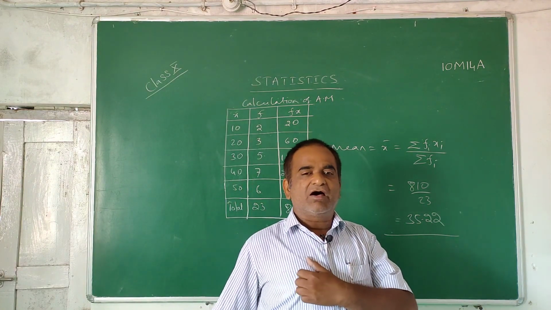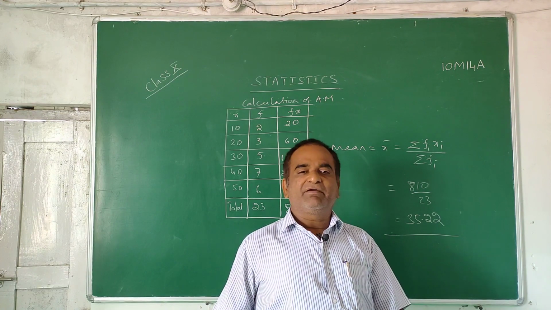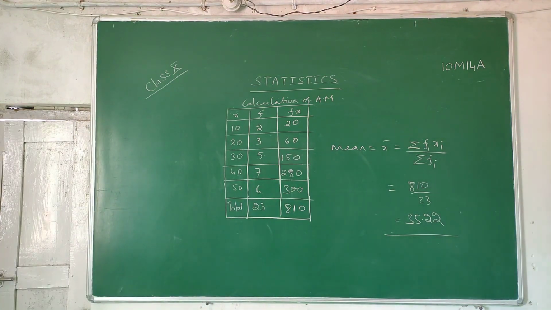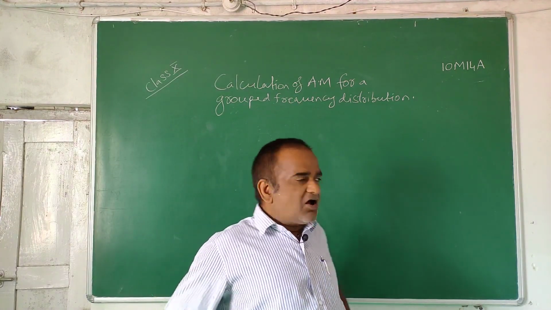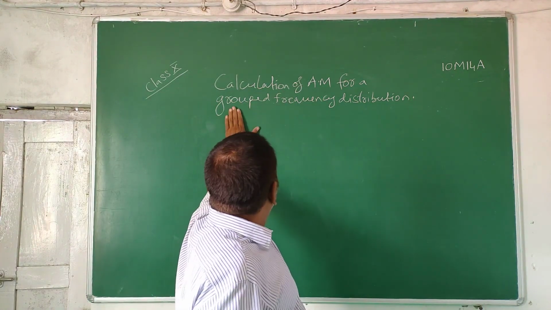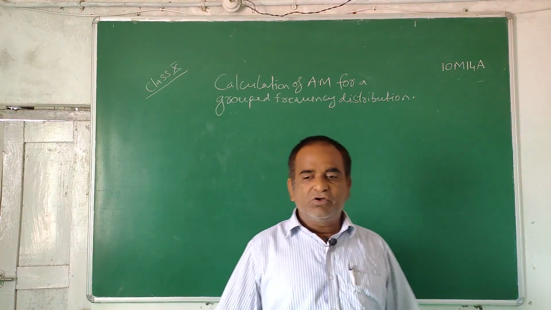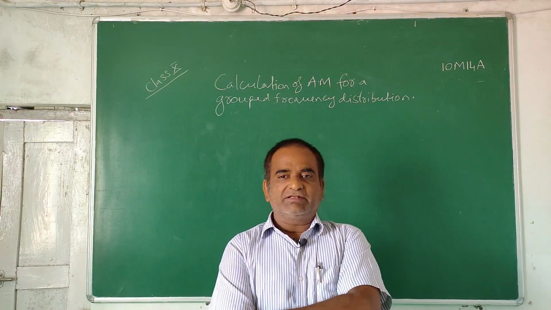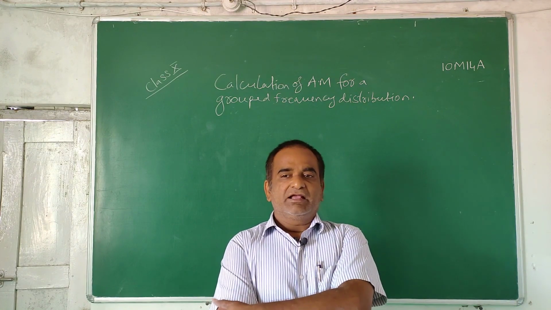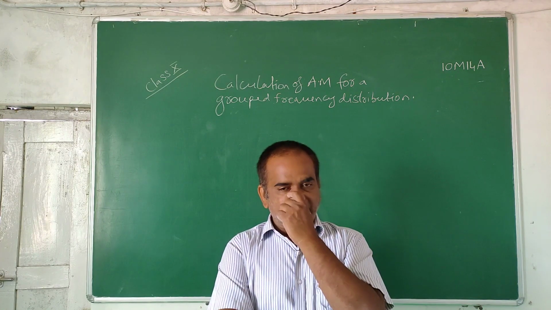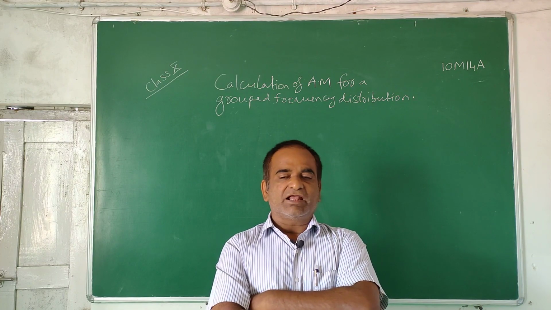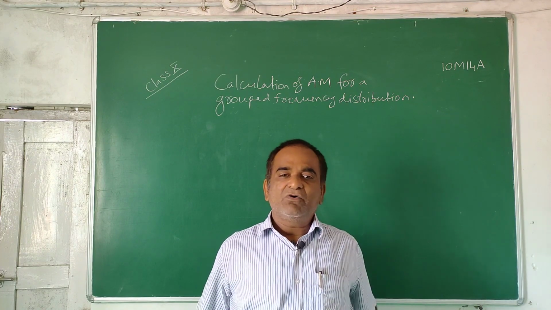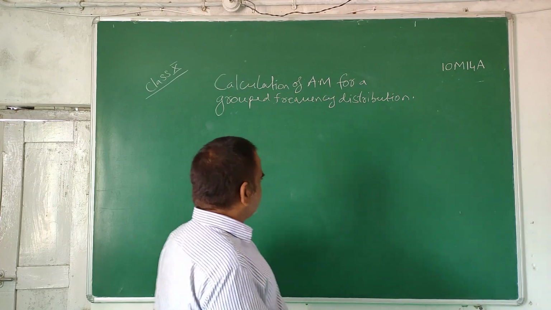Now we are going to learn how to calculate mean for a grouped frequency distribution. Dear students, now calculation of arithmetic mean for a grouped frequency distribution. You know, I already taught what a grouped frequency distribution is. A grouped frequency distribution contains class intervals and frequencies. For a grouped frequency distribution, to calculate arithmetic mean, we have three methods. Three methods are available.